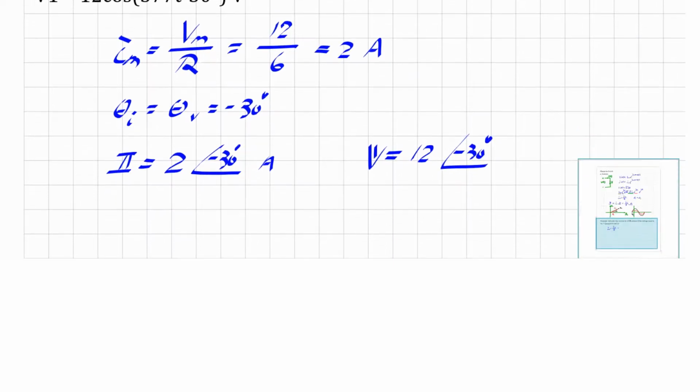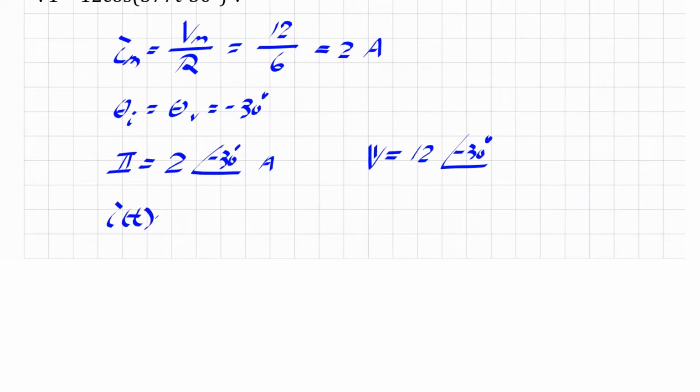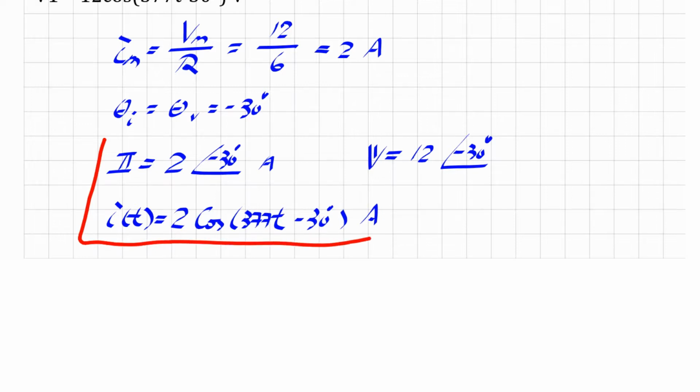In the time domain, i(t) is equal to the amplitude, which is 2, times cosine omega t, and the omega given is 377, minus that same phase angle of 30 degrees, amperes. So both of these are solutions. It's just in a different form.